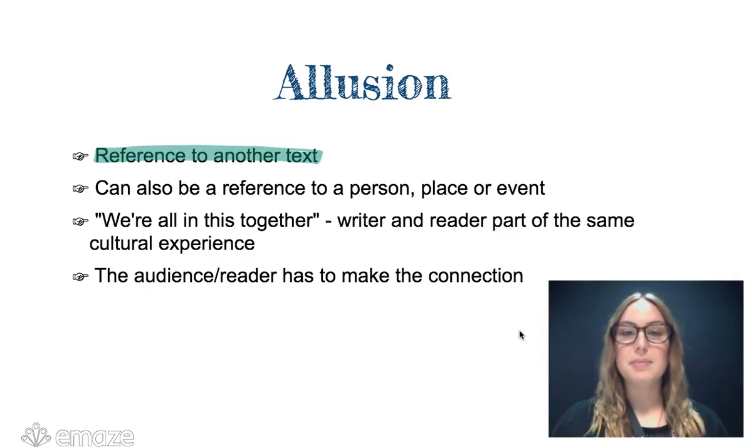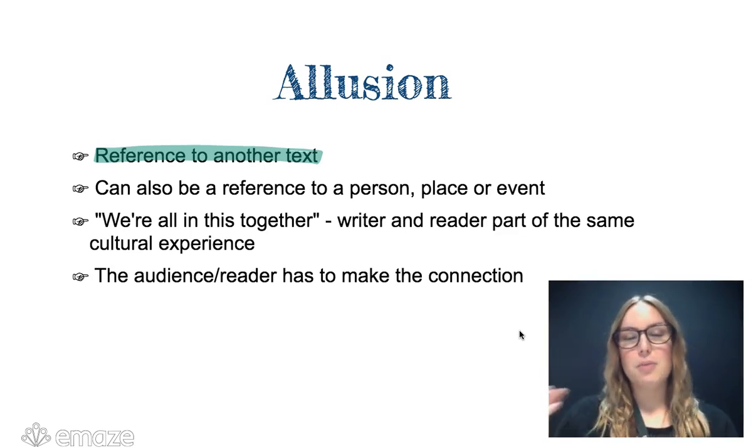Okay, so the second type of intertextuality is allusion. Now, it's important to note that it's not illusion with an I. That is that kind of optical illusion where you look at something and your mind plays tricks on you. This is where you allude to something. So it's a reference to another text.